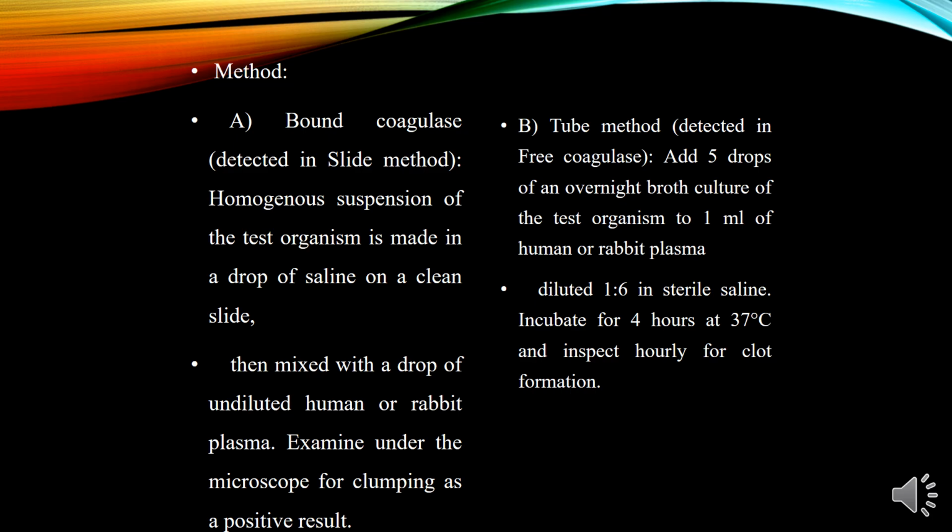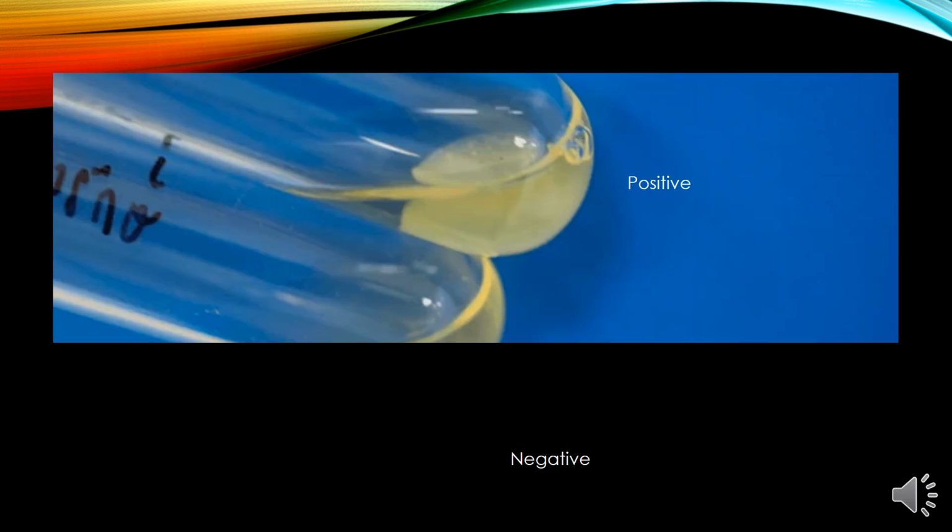The second one is the tube coagulase method. Here you add 5 to 10 drops of Staph aureus colony mixed with normal saline, then take 1 ml of human plasma or rabbit plasma. The dilution should be 1:6 in sterile saline, and incubation should be done for around 4 hours at 37 degrees, and the clot should be examined at 2 hours and 4 hours. If not found after 4 hours, you should wait for 24 hours and then identify whether a clot is present or not. Okay, so this is how the coagulase test appears. The first one is a positive test result and the second one is negative.